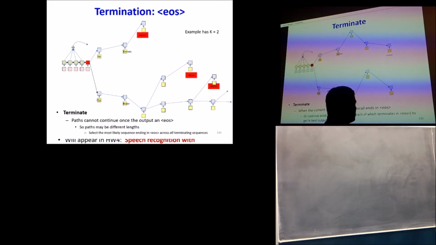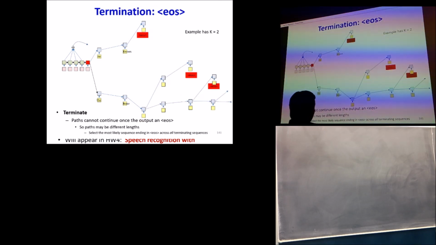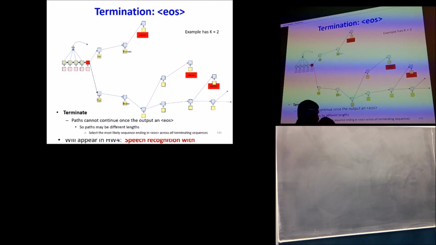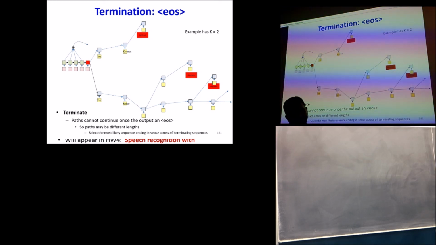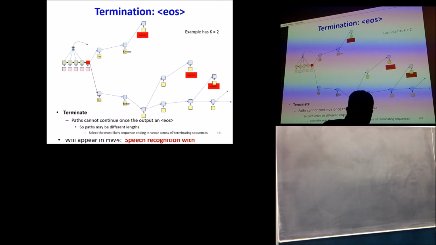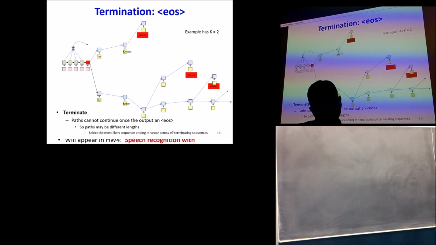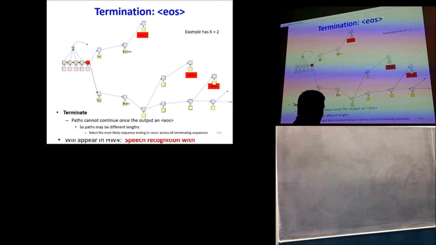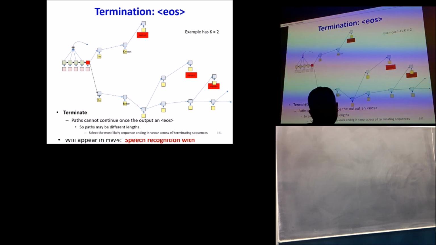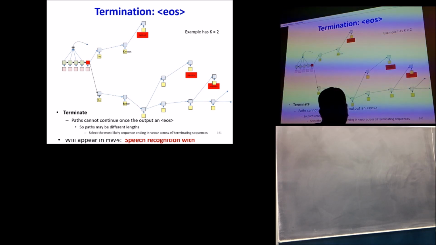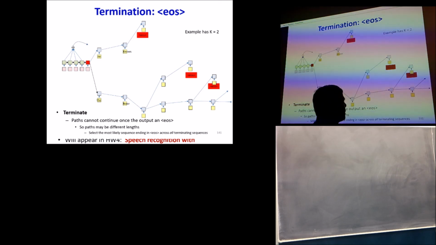And as before, if you want to produce more than one output sequence, then after having produced one end of sequence symbol, you can continue to expand the other paths. And once again, this would mean that if you produce more than one output sequence, the top k output sequences you produce may all have different lengths.